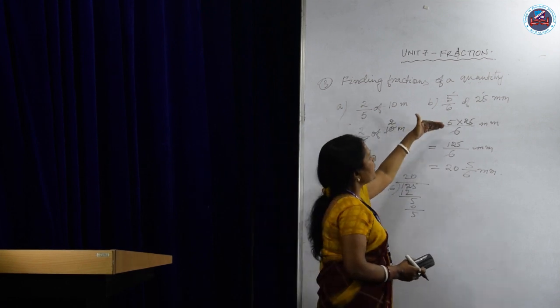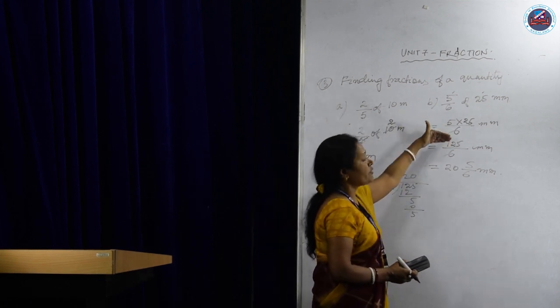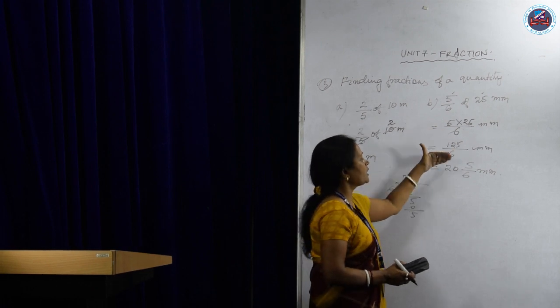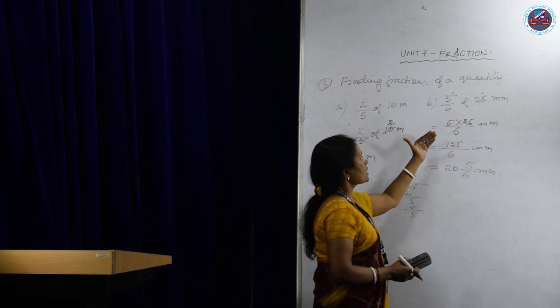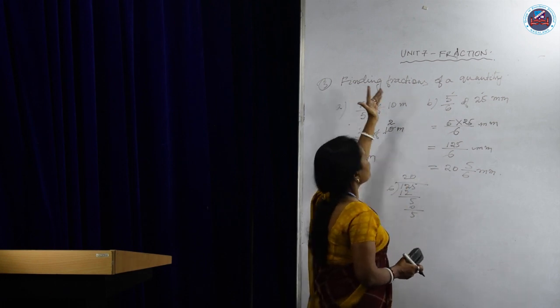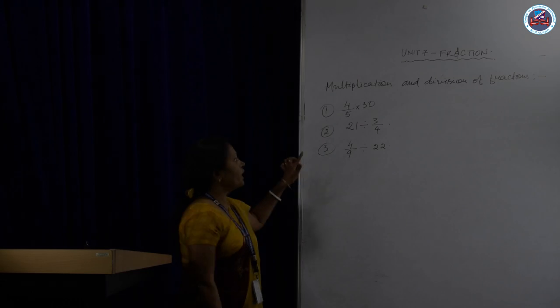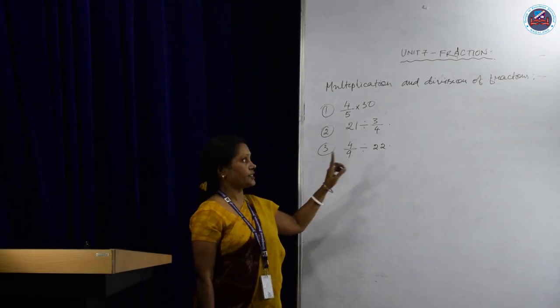So divide the numerator by the denominator. When you are dividing 125 by 6, you are getting your answer as 20 and 5 by 6. So this is how you can convert your fraction to a quantity. Multiplication and division of fractions.